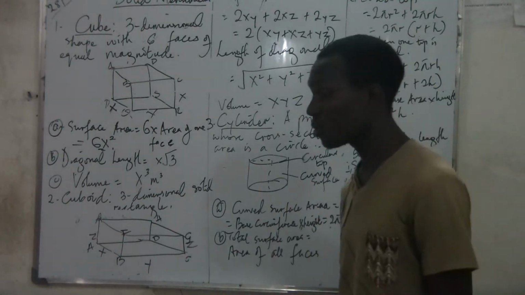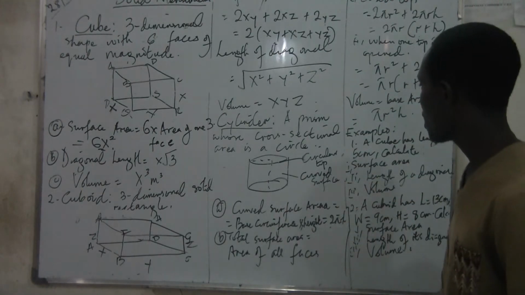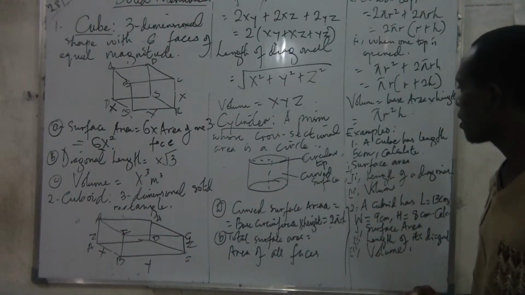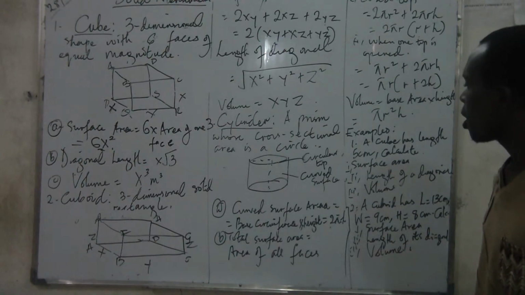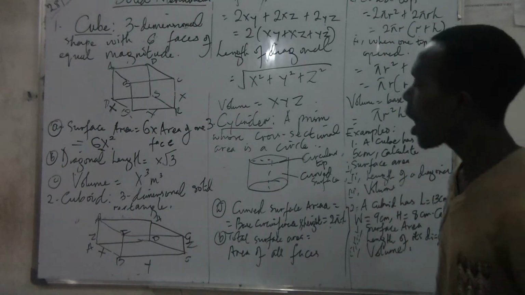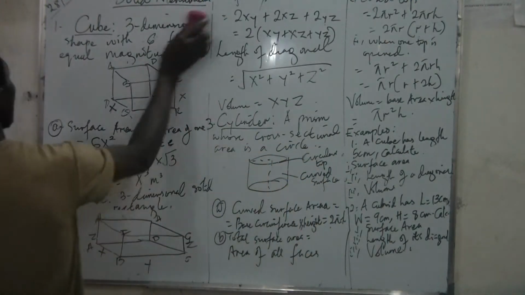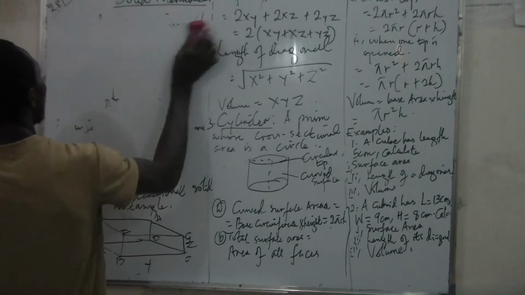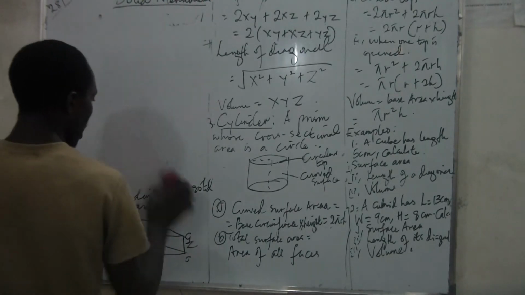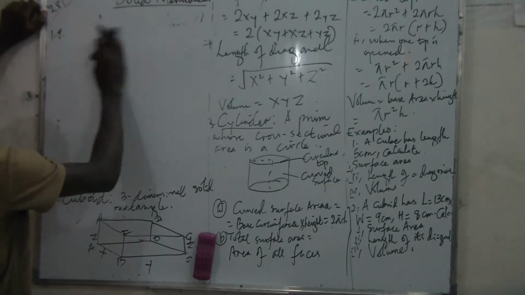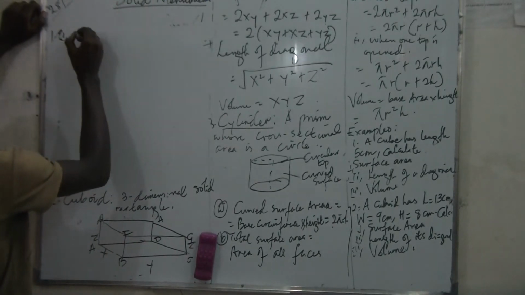The first question we have here, it says a cube has length of 5 centimeters. Calculate the surface area, the length of the diagonal, and the volume. So the first calculation we're asked to do is what? For number one, Roman figure 1, we're asked to calculate what?